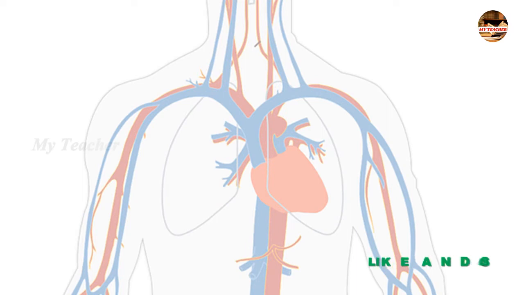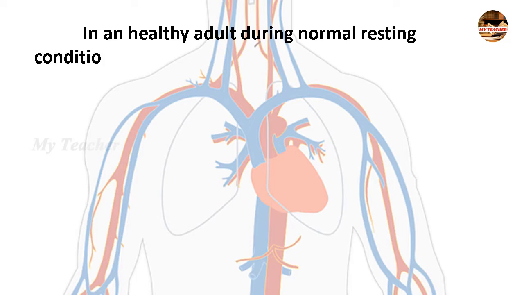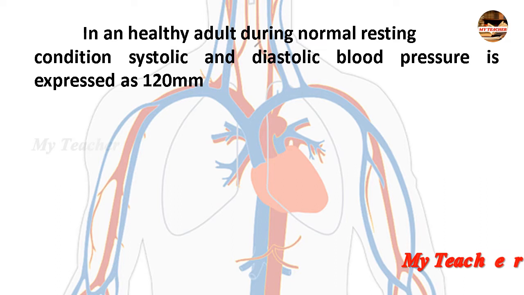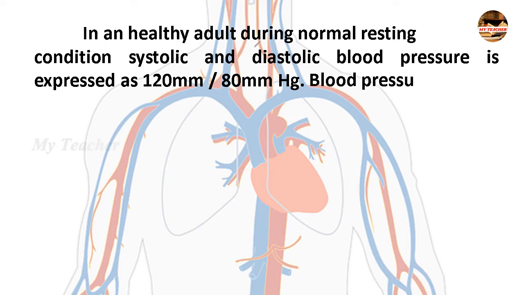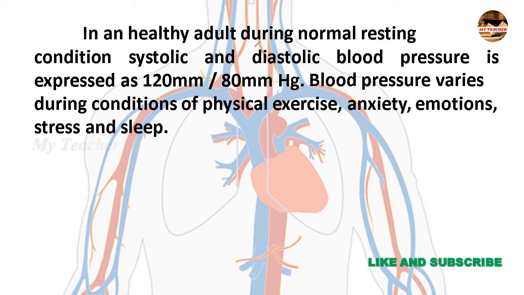What is a normal BP? In a healthy adult, during normal resting condition, systolic and diastolic blood pressure is expressed as 120 mm per 80 mm Hg. Blood pressure varies during conditions of physical exercise, anxiety, emotions, stress and sleep.